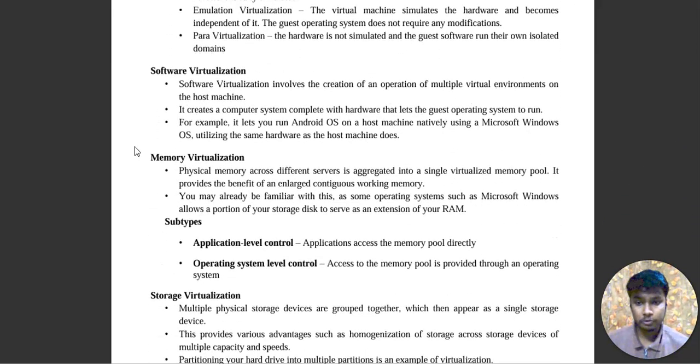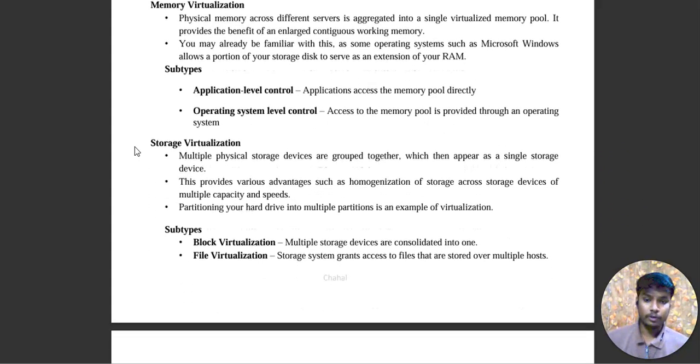Now, software virtualization. Software virtualization involves the creation of operation of multiple virtual elements on the host machine. It is also subdivided into two types: application level control and operating system level control. In application level control, applications access the memory pool directly, and in operating system level control, access to the memory pool is provided through an operating system.